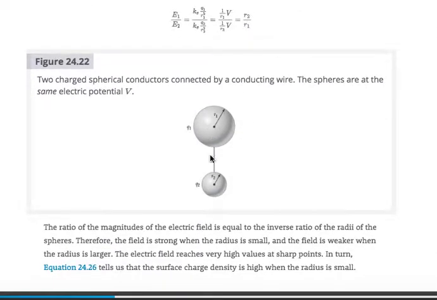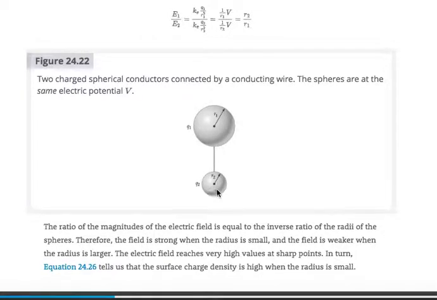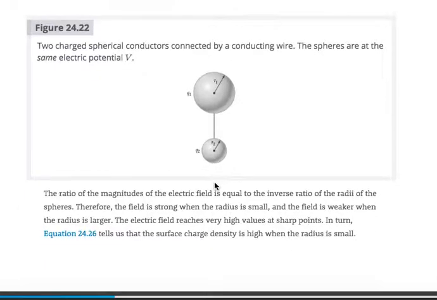For 2 conductors, if these 2 conductors are at the same potential, notice they've got a wire connecting them, so charge would have moved from the point of higher potential to the point of lower potential. And for that reason, we know that they are at the same potential. This sphere has the same potential, but since it has a larger radius, it will have a smaller electric field. Again, because there's the same potential there, there's an inverse relationship. If you have a smaller radius, you have a greater electric field.